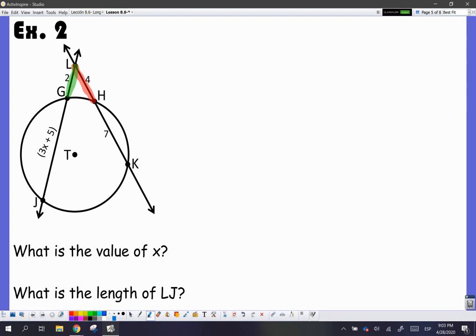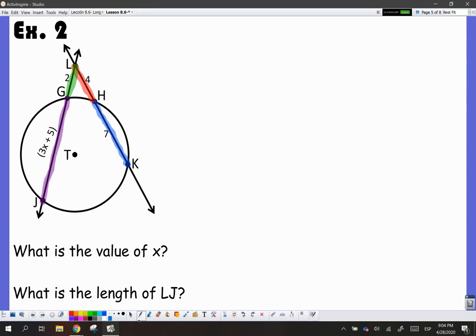So now for my interior segments, interior, remember, is inside. So I'm just going to highlight the inside part of each secant. So starting from this point H to point K is one interior segment. And over here, starting from point G to point J is the other interior segment. So now I have identified the exterior and interior pieces of each secant.